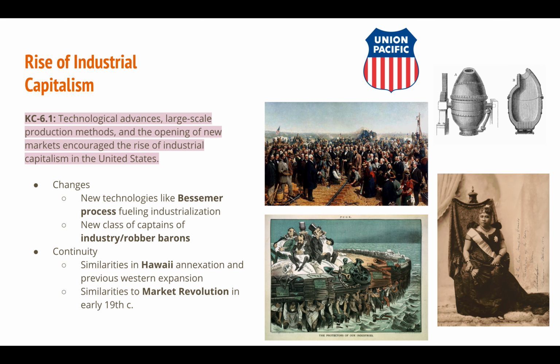So we have the same key concepts from the first historical topic of this unit, starting with technological advances, large-scale production methods, and the opening of new markets encouraged the rise of industrial capitalism in the United States. Some of the changes that we see are new technologies like the Bessemer process fueling industrialization and those new heavy industries, and the new class of captains of industry and robber barons, who are the mega rich who are beginning to prosper through this new capitalist system.